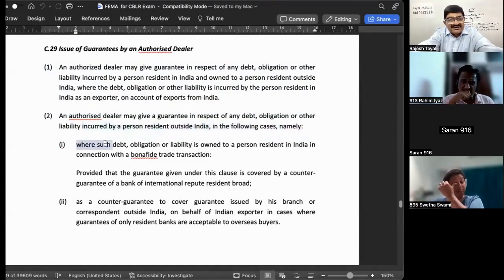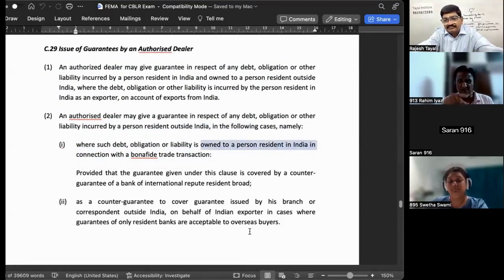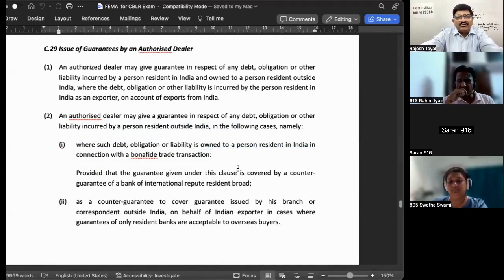First is where such debt, obligation, or liability is owed to a person resident in India in connection with a bona fide trade transaction. Owed to whom? To the person resident in India, but that is the exporter or importer, whosoever he may be, because this is covering all the situations.